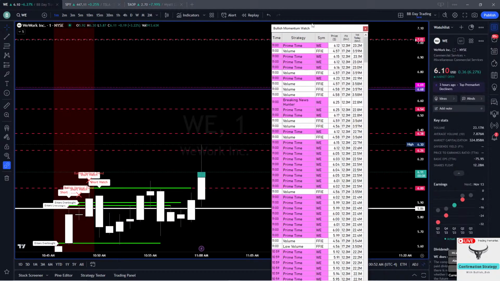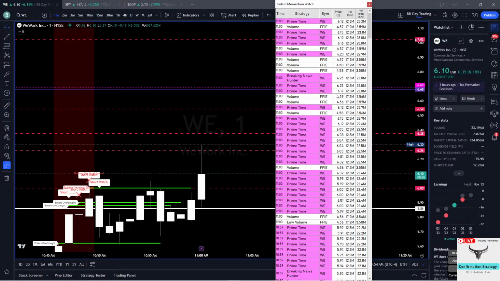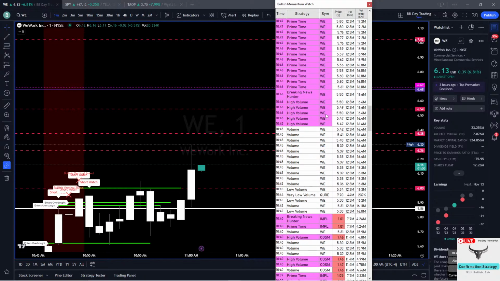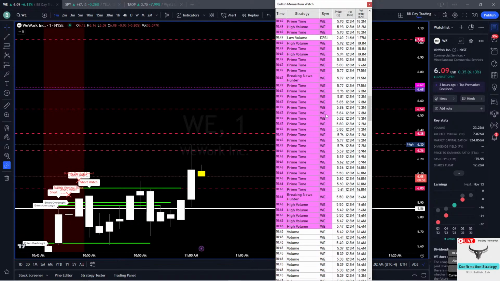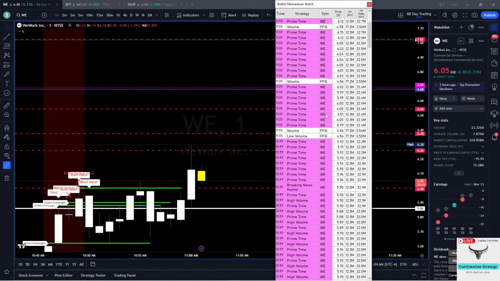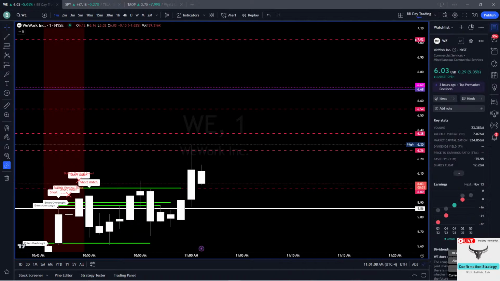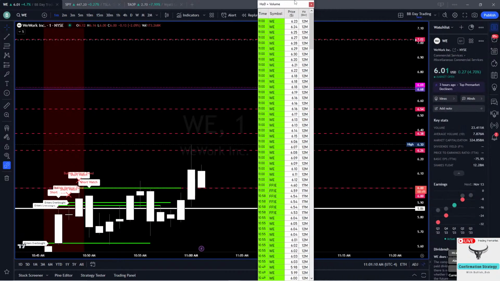If I pull over the bullish momentum watch scanner that we have from Trade Ideas, you can see that WE is all over this scanner, right? We can see it's all over the list. And you don't see a whole bunch of other names. We've got FFIE on here. We'll pull that one up in a minute. We don't have a whole bunch of other names. We pull up our high of day scanner.